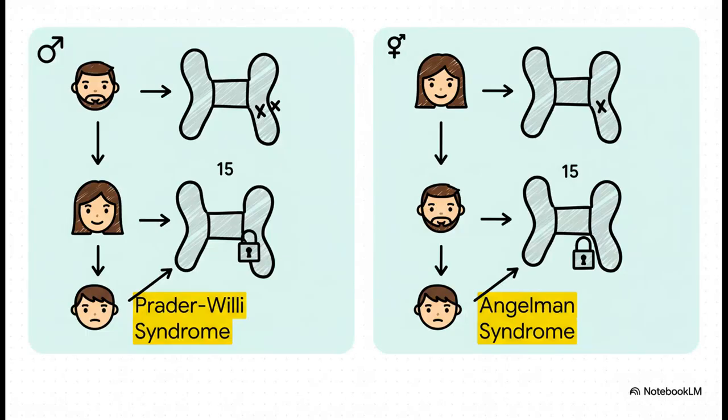This has to be one of the most mind-bending concepts in all of genetics, genomic imprinting. What we have here are two totally different syndromes, Prader-Willi and Angelman, and they're caused by the exact same deletion on chromosome 15. So what's the difference? It's all about who you got it from. If that deletion is on the chromosome you inherited from your dad, you get Prader-Willi. If it's on the one from your mom, you get Angelman. It's because the other parent's gene is imprinted, or basically switched off, so the one you inherit is the only one that counts. Just wild.